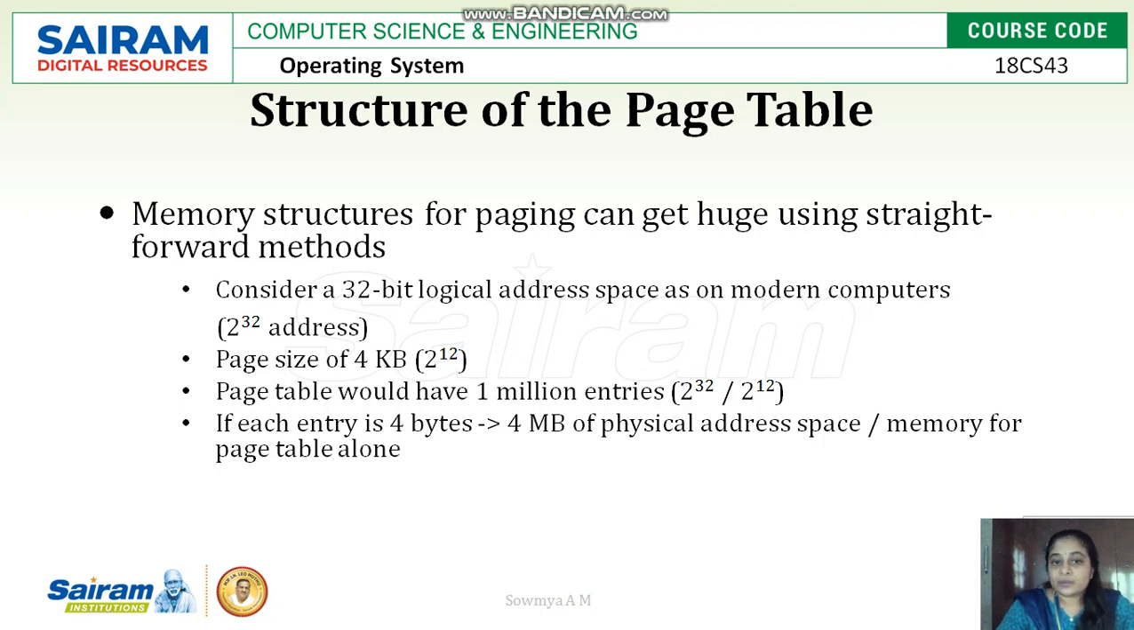The page table would have 1 million entries because you have 32 address bits divided by 4 KB size, which is 2 power 32 divided by 2 power 12, which will have 1 million entries. If each entry is 4 bytes, then 4 MB of physical memory will be utilized by the page table alone.